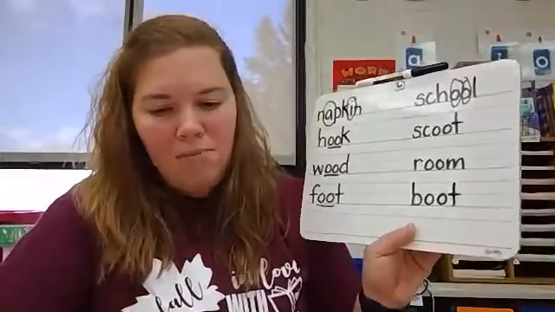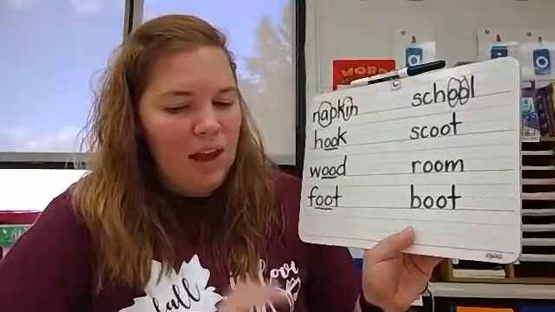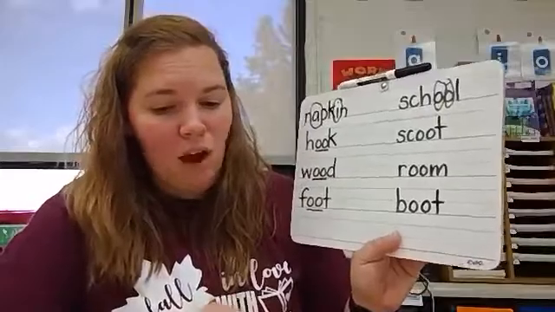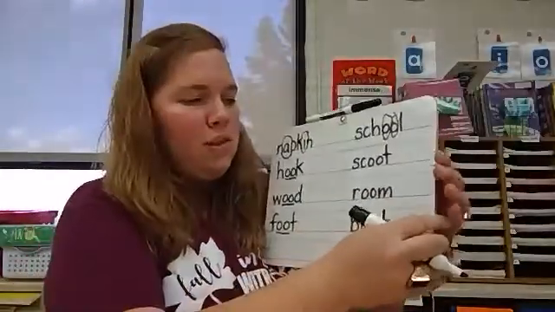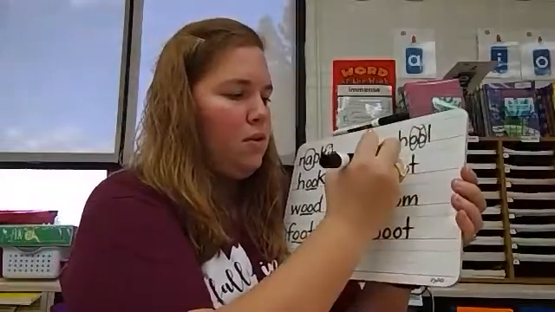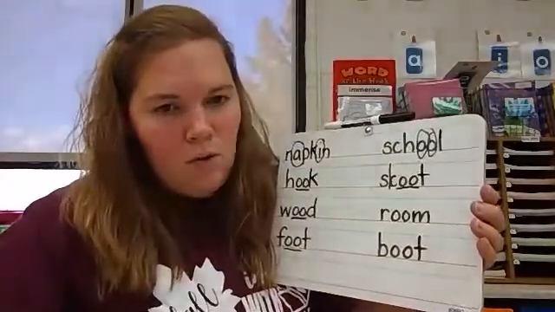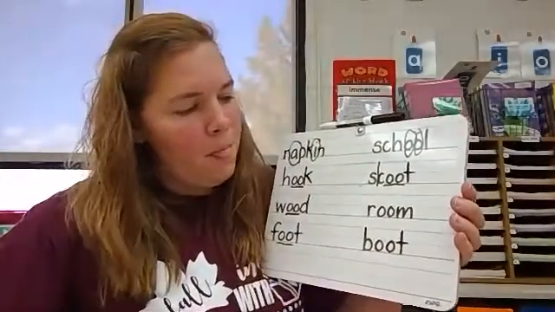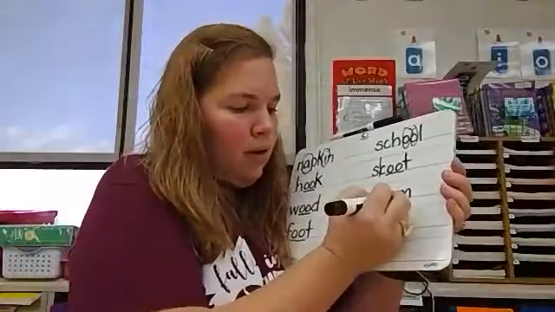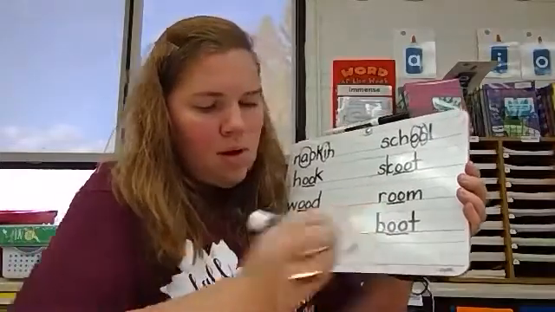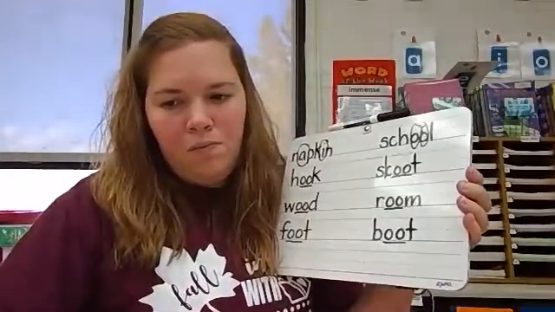Digraph O-O makes a second sound. So digraph O-O can make two sounds. When you see a word that contains this digraph, you should try one sound and see if it makes a word. If it doesn't sound right, try the other one. So let's code these words. Scoot. Okay, back on the C. Digraph O-O. Scoot. Room. Digraph O-O. And boot. Digraph O-O.